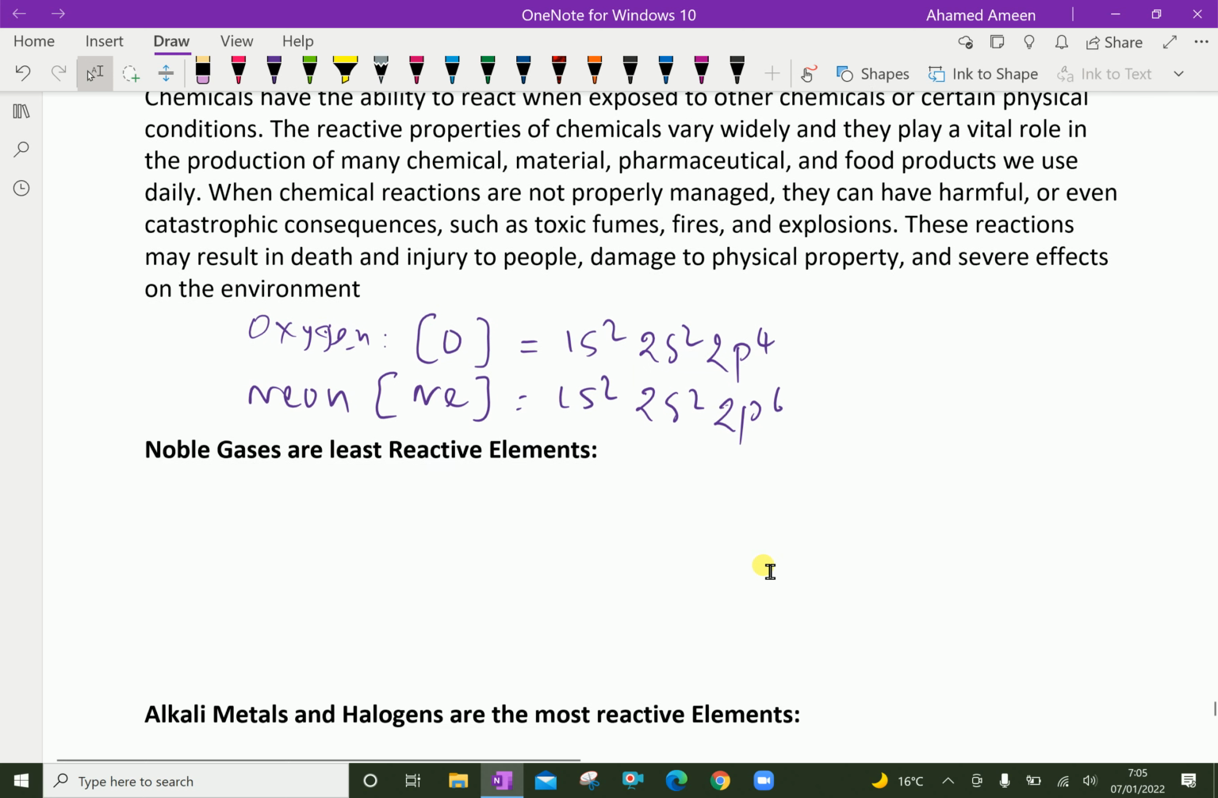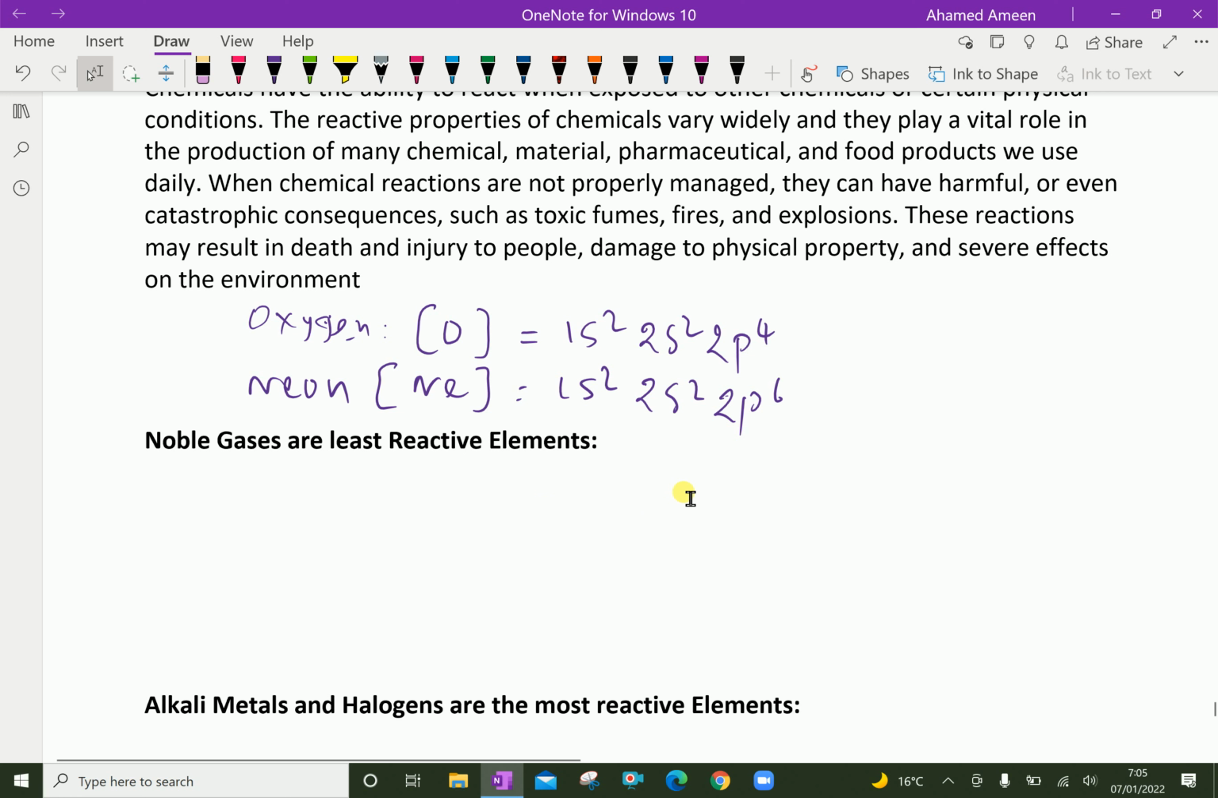Next, noble gases are the least reactive elements. Neon is a member of the noble gases because its outermost orbit is completely filled with electrons. Noble gases are found in group 18 of the periodic table. The noble gases show almost no chemical reactivity. Because of this, noble gases have a number of uses.